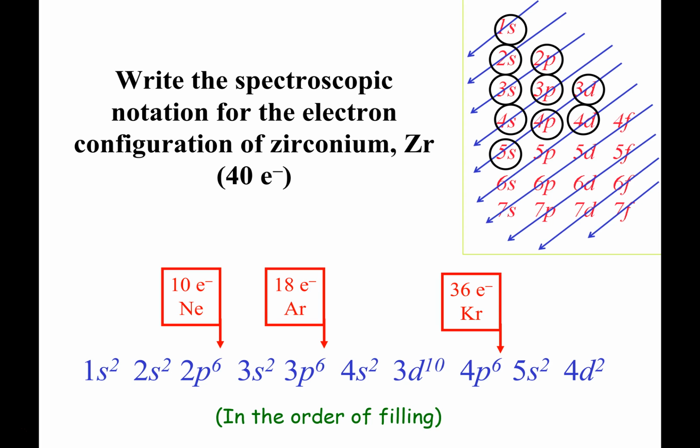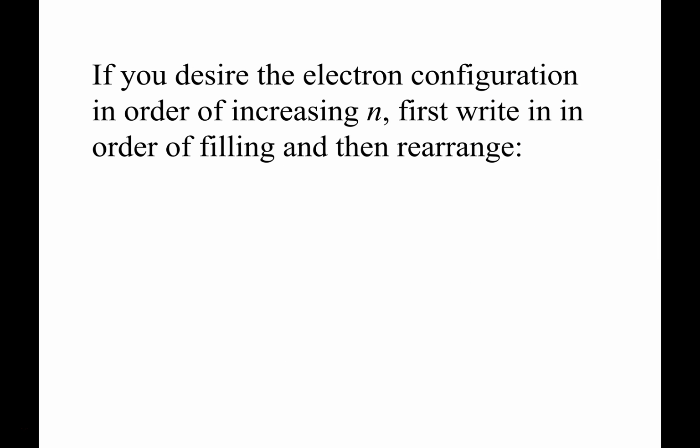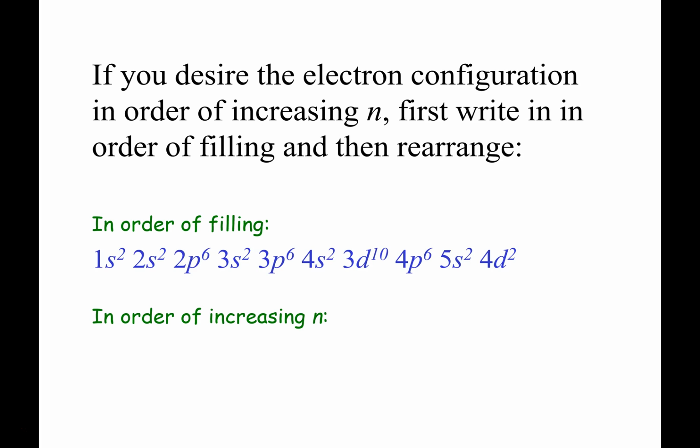So that's the 40 electrons of zirconium in their ground state. This is what we call the order of filling, and sometimes we unscramble it. By the way, on a test, this is the way I would leave it. But you can unscramble this in order of increasing n, and it would look like this, where basically we're going to have to pull out some things.